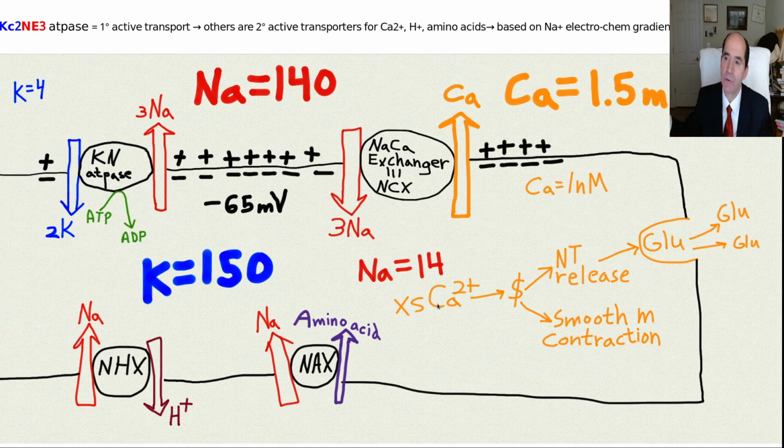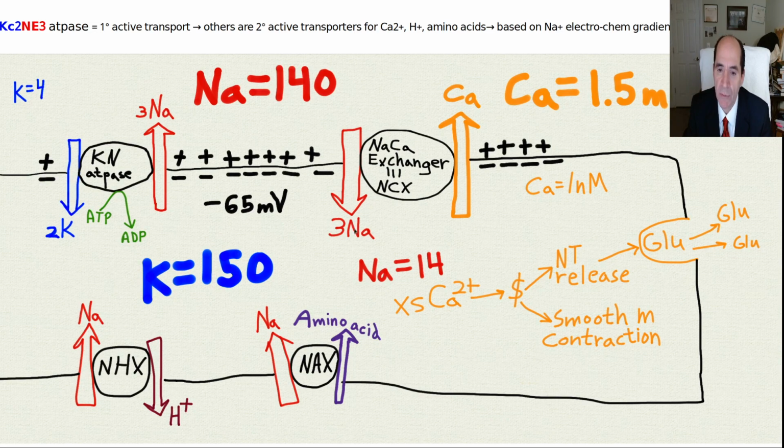So calcium is like a light switch. When it goes up in concentration in the cytoplasm, it activates things. Like it makes a neurotransmitter release its neurotransmitter. And in cardiac muscle, it makes the cardiac muscle contract. So you have to be able to turn it on and off real quick. And the way you turn it off quickly is you've got the NCX exchanger, and it's coupled to the electrochemical gradient produced by the potassium-sodium ATPase pump.